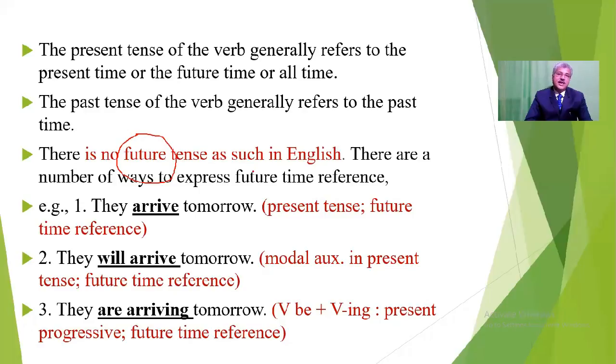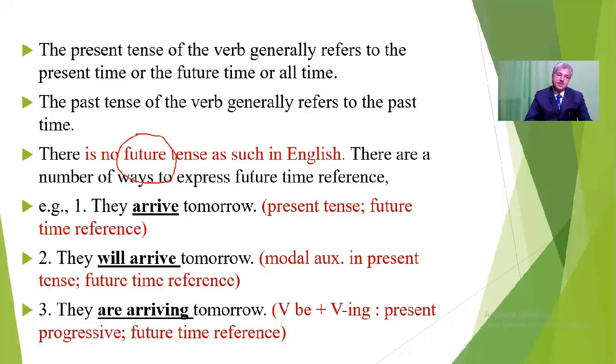For example, they arrive tomorrow. The underlined verb arrive is in present tense, but there is a reference tomorrow. It has the reference of future time. They will arrive tomorrow. Will arrive. Here, there is the use of modal auxiliary will plus main verb. Will is in present tense and the time tomorrow has the future time reference.